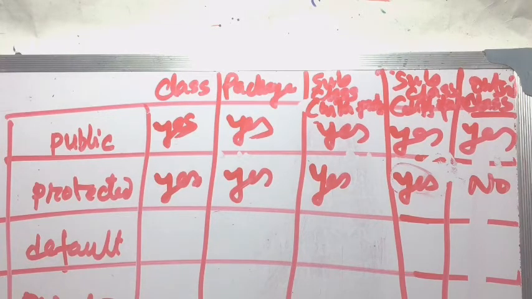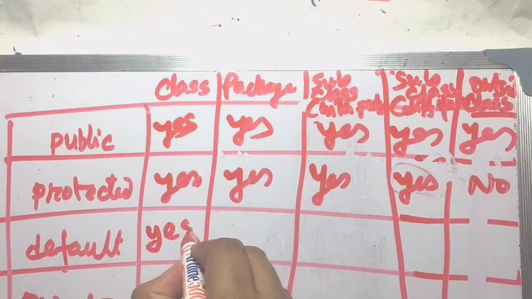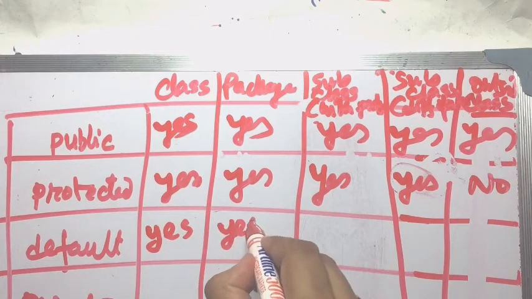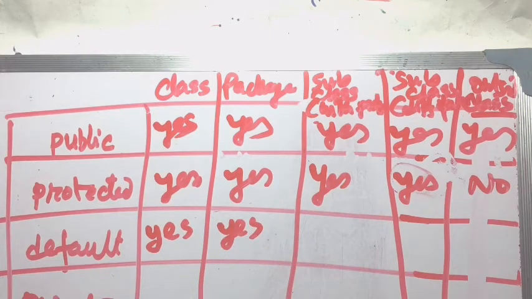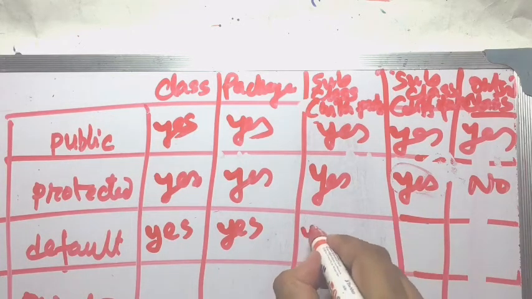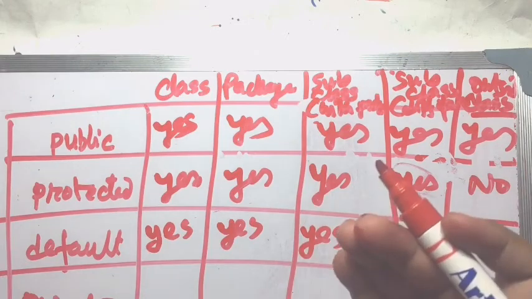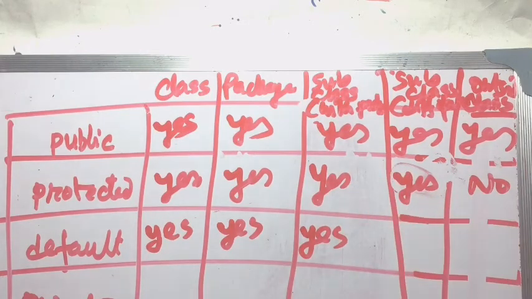In case of default, we know that it is visible in the class, yes. Within package, yes. Subclass in the same package, yes. But different package, no, because it is visible only within that package. Outside the class, it is not possible.